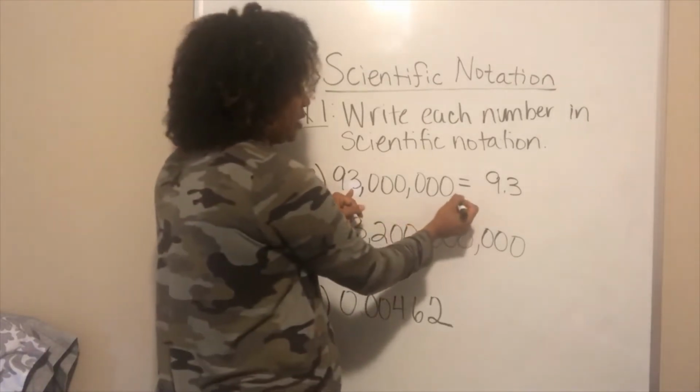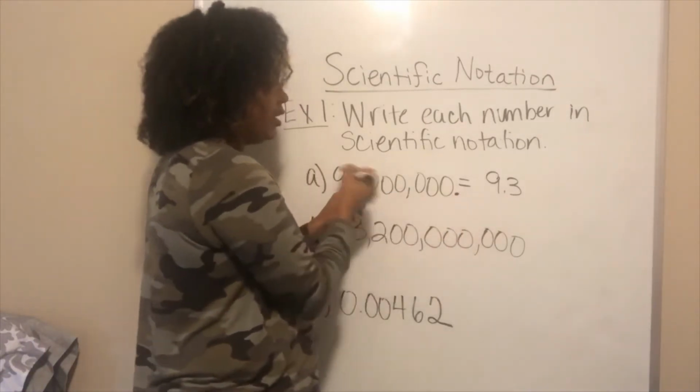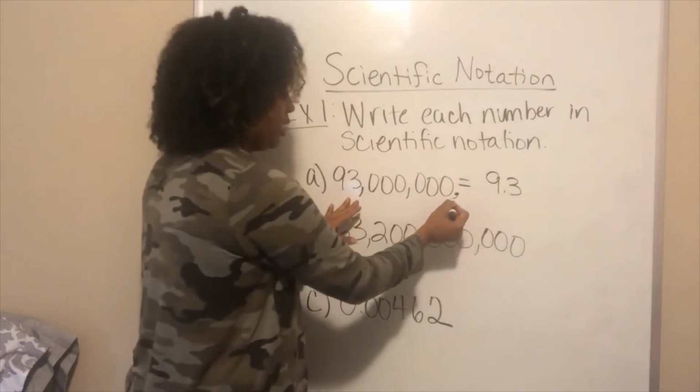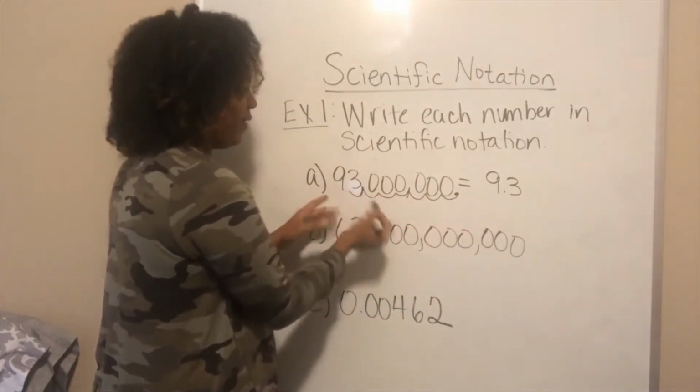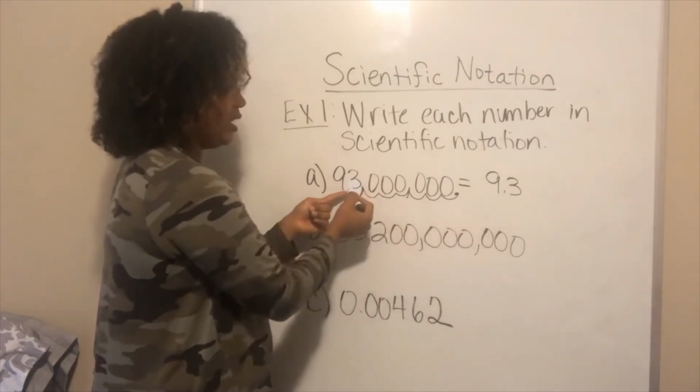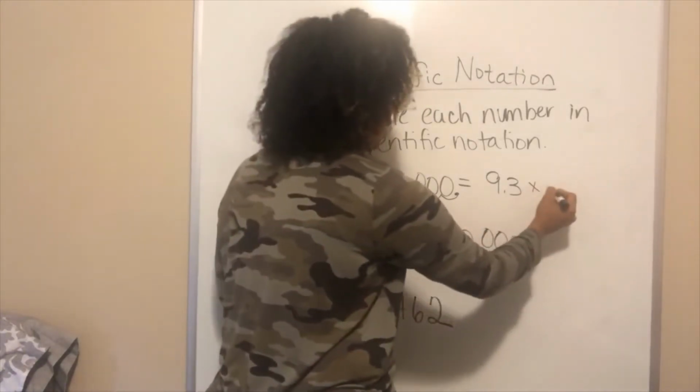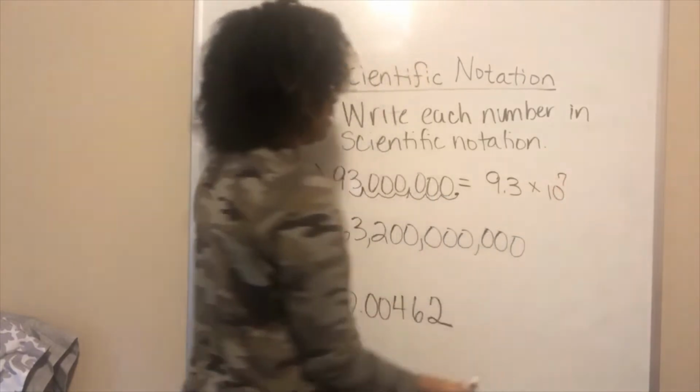So my decimal is here. How many times do I need to move the decimal place to get there? So that's 1, 2, 3, 4, 5, 6, 7. So I have to move the decimal place 7 times to get there. So that would be times 10 to the 7th power.